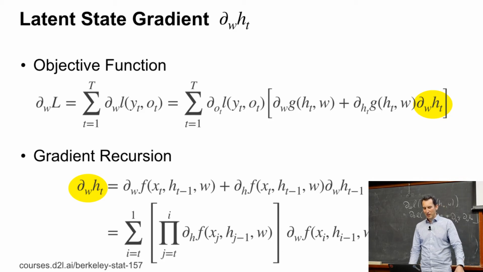And so if you then write this out even further, you'll basically get the sum from i equals t down to 1, from j equals t up to i, of dh of f of x_j, h_{j-1} in w. So this is basically all the past dependencies in that chain times then the corresponding dependencies of f on w.